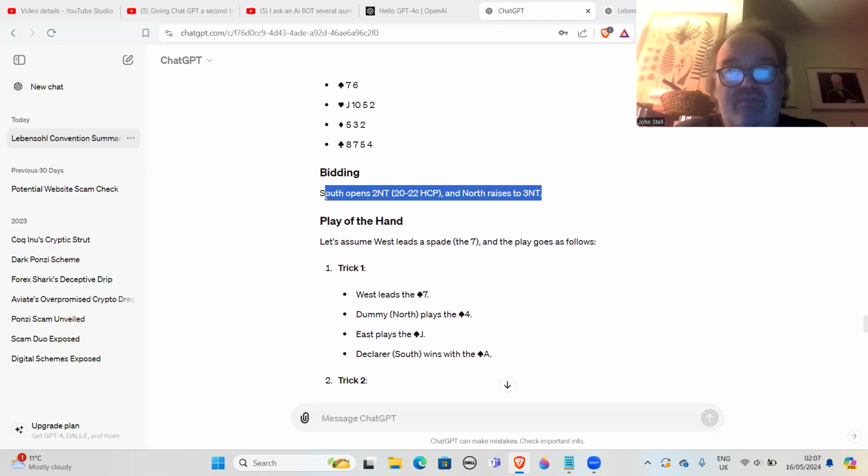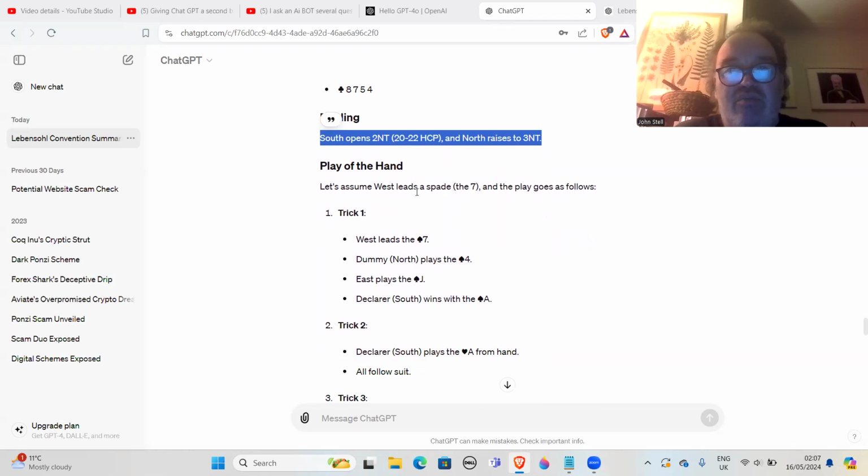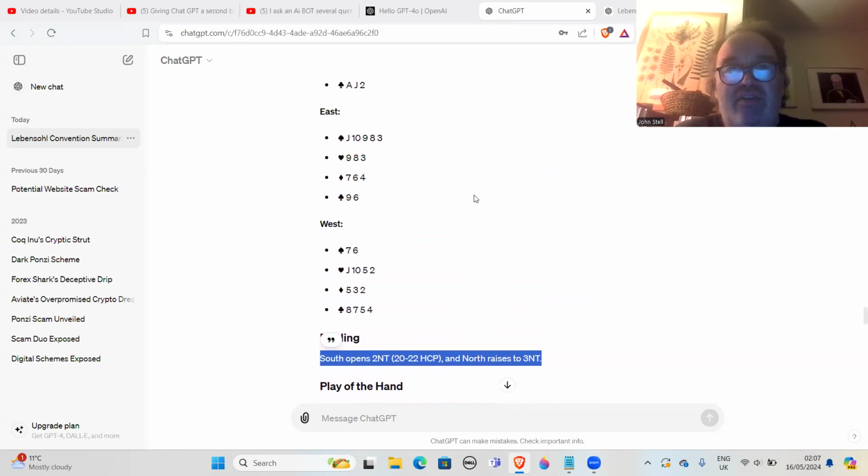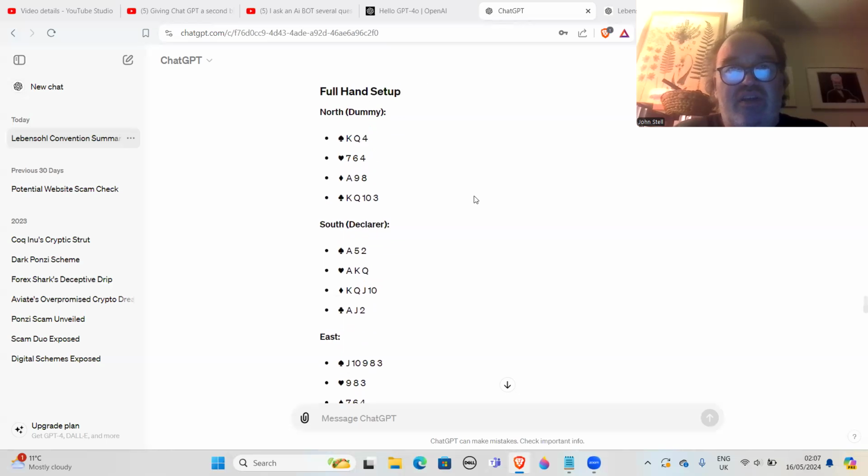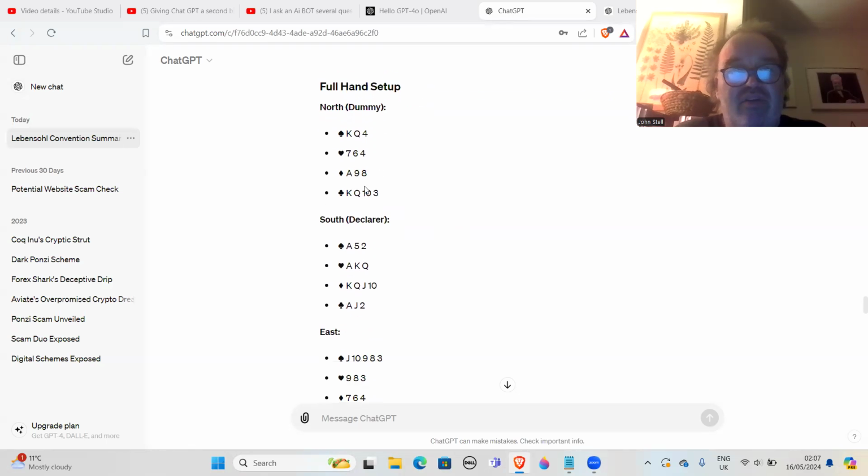Play of the hand. Let's assume West leads a spade. And the play goes as follows. Okay, let's have a look. I mean, it's not going to work, I don't think. Maybe it might work. Let's have a look at the hand. So north and south. So here, what have we got here? We've got 3 spade tricks. We've got 3 heart tricks and no extras. We've got 4 diamond tricks, and we've got 3 club tricks. I mean, we've got 13 top tricks basically.